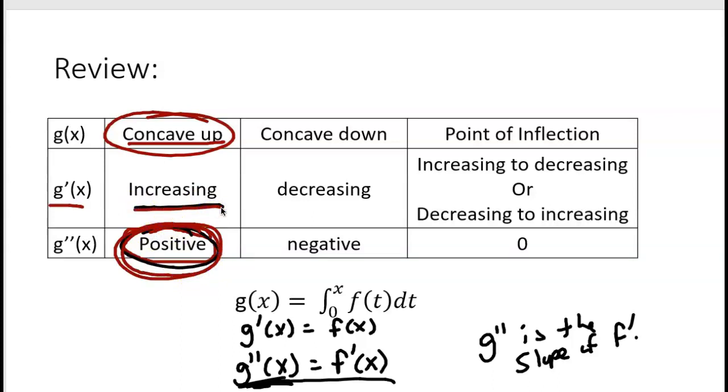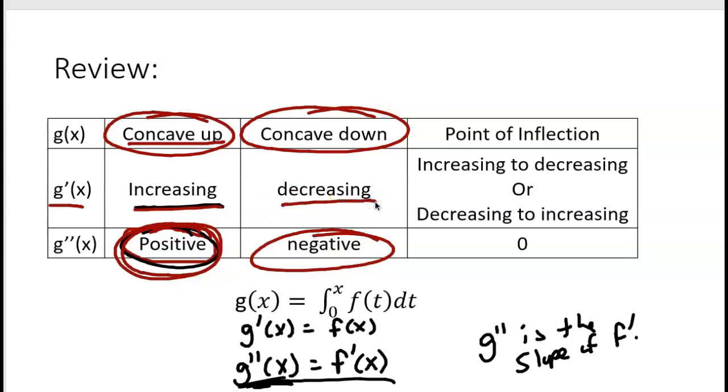So let's go through the next part of this. G is concave down anytime the second derivative is negative. Now, the second derivative is the slope of the first derivative. So if the second derivative is negative, that means the first derivative has a negative slope, which means that it would be decreasing.